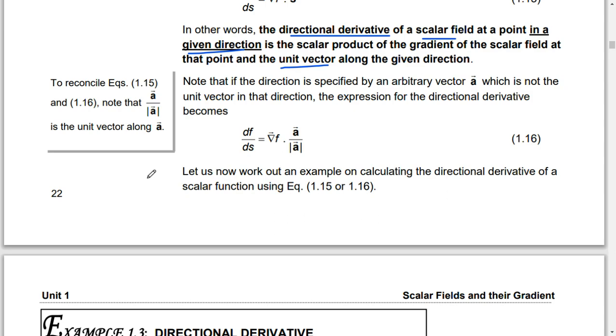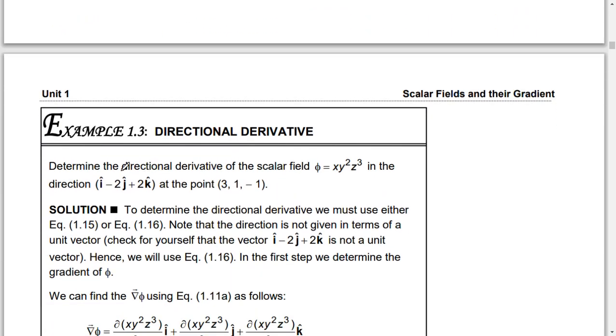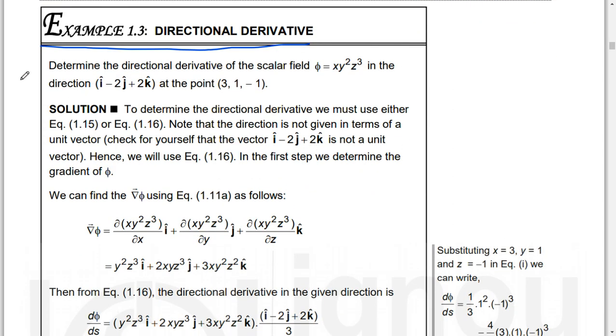Let us now work out an example on calculating the directional derivative of a scalar function using the equation. Example 1.3, directional derivative. Determine the directional derivative of the scalar field phi equal to x y squared z cube in the direction i cap minus 2j cap plus 2k cap at the point 3, 1 and minus 1.